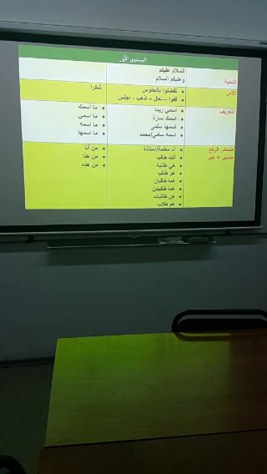Because sometimes two words are very close in pronunciation. They differ in one phoneme only. So we need to teach the students how to pronounce phonemes, vowels, consonants, and words, and differentiate between words that differ in one sound, like taht and taht in Arabic. Now they differ in one sound, the ha and the kha.